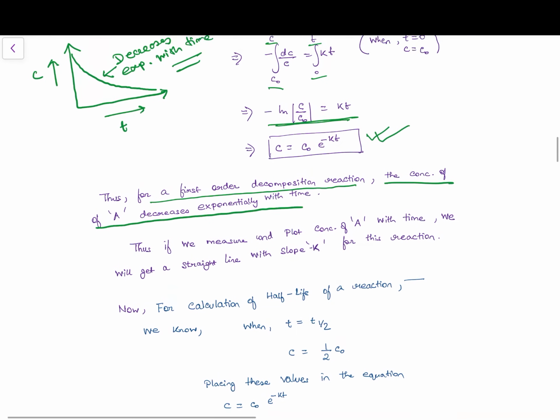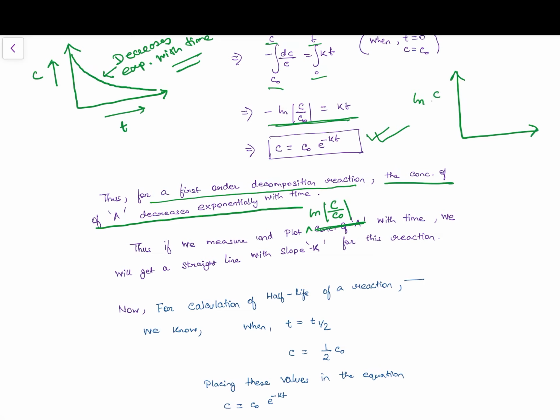Thus, if we measure and plot concentration of A with time, we will get a straight line with slope k for the reaction. So actually we do not plot concentration of A, this is wrong, we write it as ln C by C0 with time, that is the graph will be like this: ln C by C0, and here t, then the graph will be a straight line, right, and the slope will be equal to minus k.